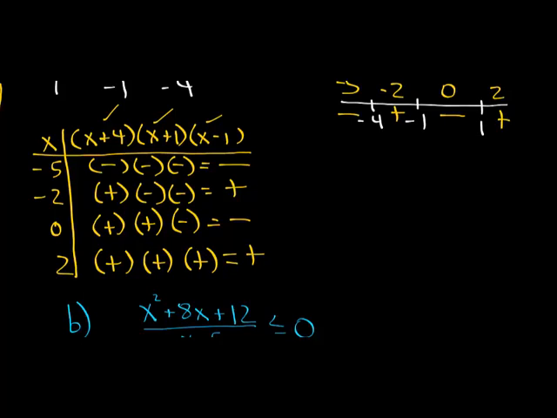Now we wanted to know where this polynomial was greater than or equal to 0. Well, from -4 to -1, unioned with 1 to infinity. And notice I have the little braces here to include the endpoints because it was greater than or equal to.